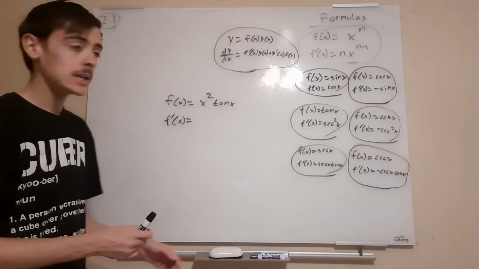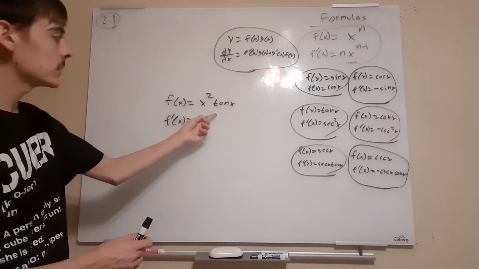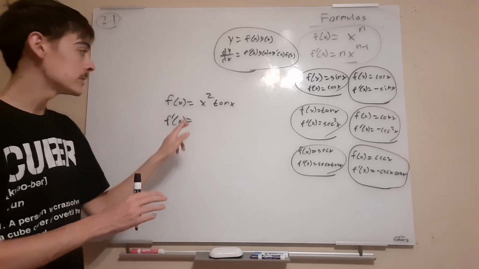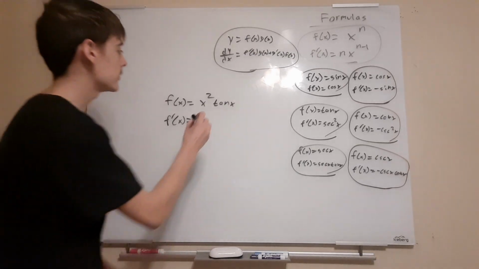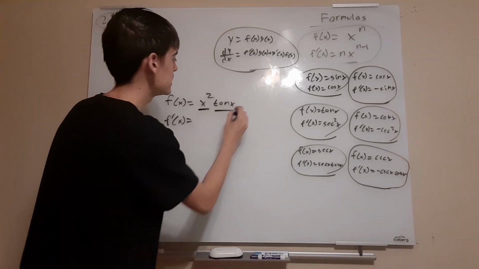Okay, so let's try another example. This time f of x equals x squared tangent x. So before we start, can you see what the two terms are? I'll give you a second. Okay, so the first term is x squared, and the second term is tangent of x.